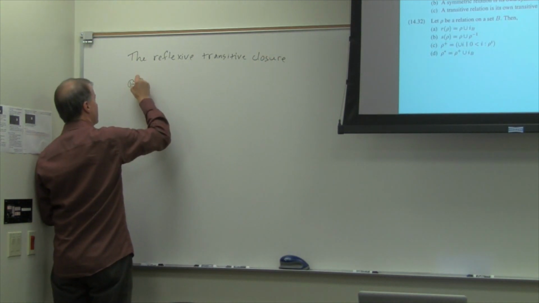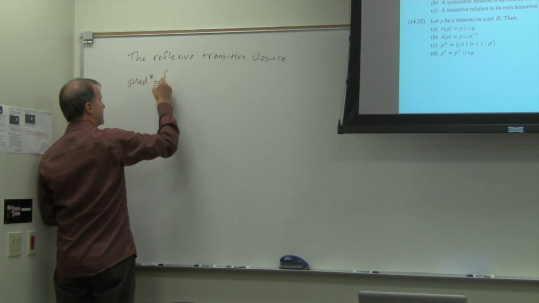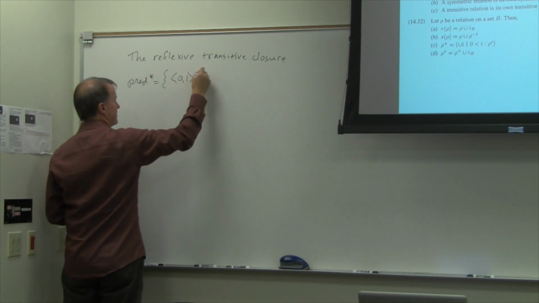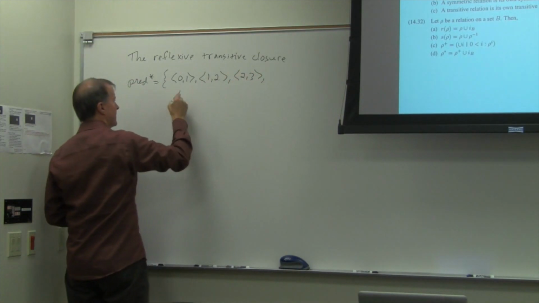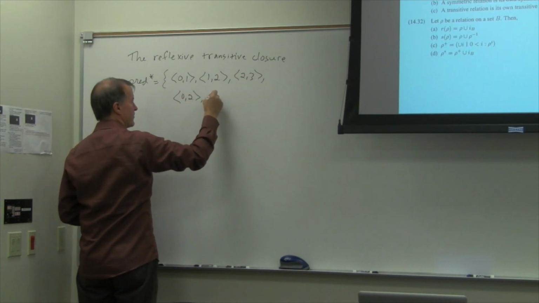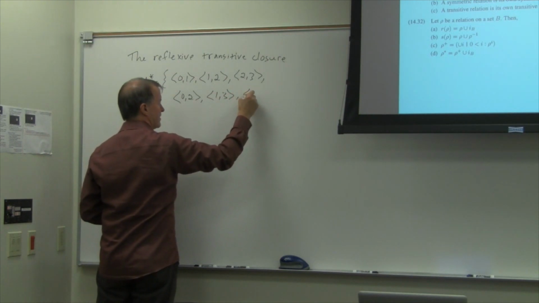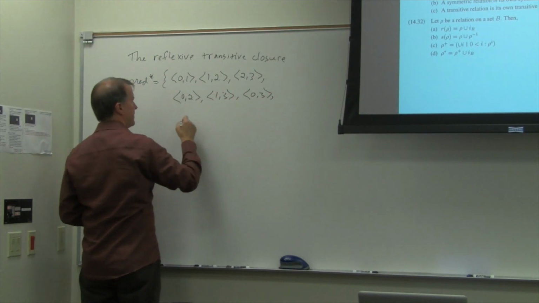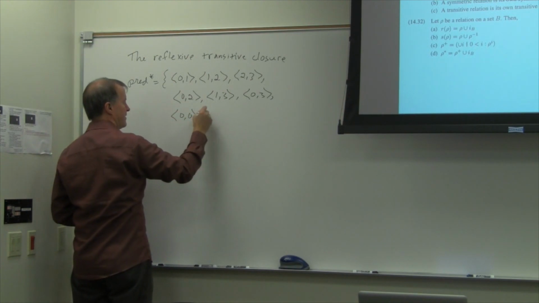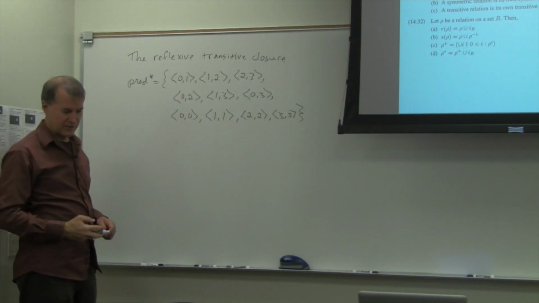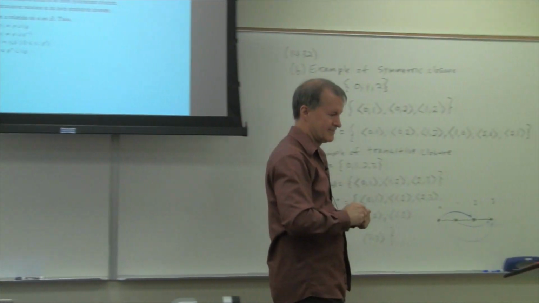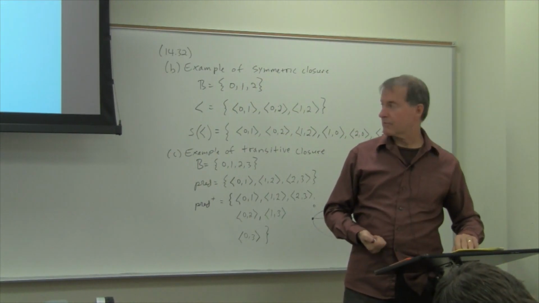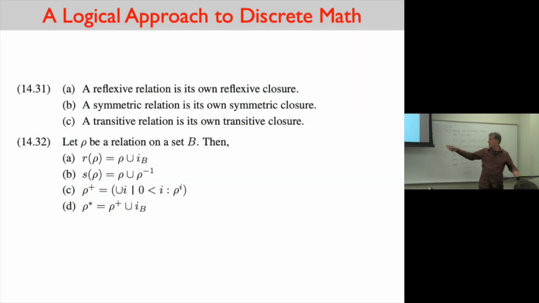So rho star equals 0,1; 1,2; 2,3; 0,2; 1,3; 0,3. Now we need reflexive: 0,0; 1,1; 2,2; 3,3. I think we're good. So that's the reflexive transitive closure. So we just union the transitive closure with the identity, all right?